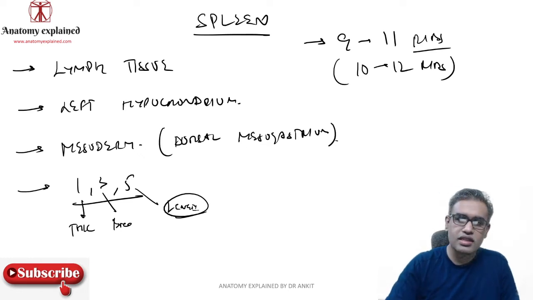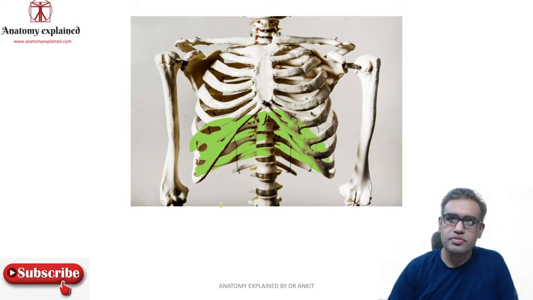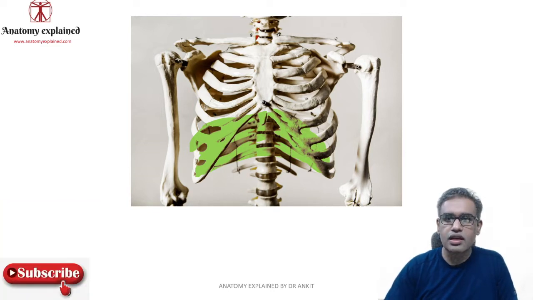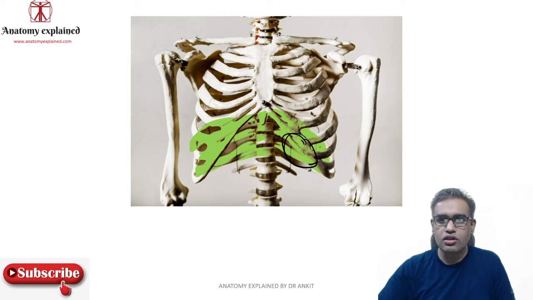Now let us see the location with respect to the rib cage also. This is the rib cage shown over here, and this would be the location of our diaphragm, which separates the thoracic cavity from the abdominal cavity, going like 2 domes. If we talk about the spleen, it is located somewhere over here between the 9th to 11th or 10th to 12th rib, deep to it. So actually the spleen is said to be sandwiched. This is the location of the spleen.